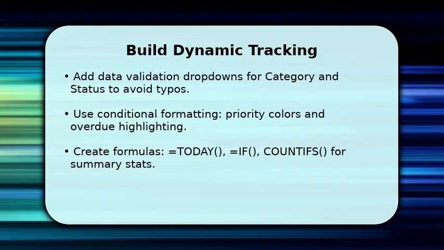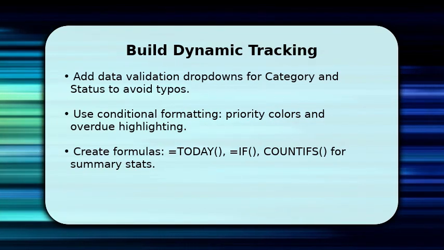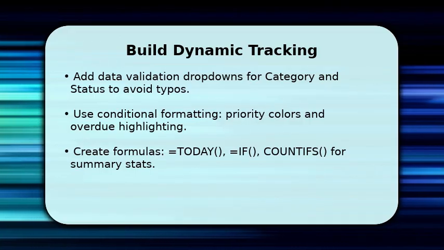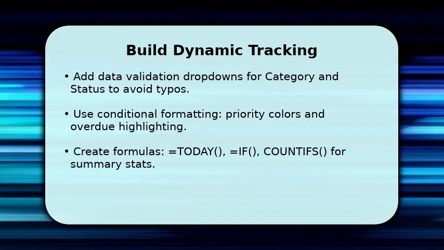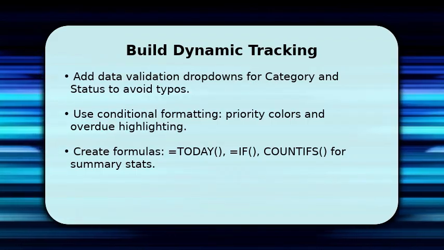Next, you add controls that keep the sheet accurate. Use data validation dropdowns for category and status to stop typos, then apply conditional formatting to color priority and highlight overdue items, visual speed decisions. Insert dynamic formulas like equals today for due comparisons, equals if to derive progress labels, and countifs to produce live summary numbers. Once those elements work, build a small dashboard area with key totals so you can scan what needs attention in seconds and act without delay.